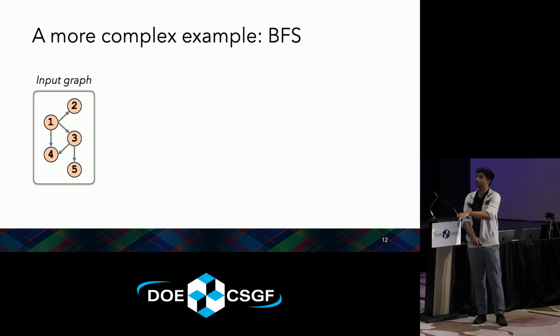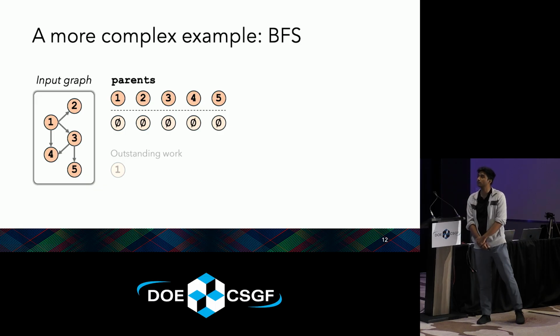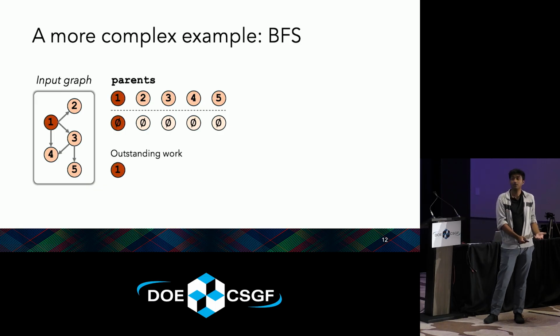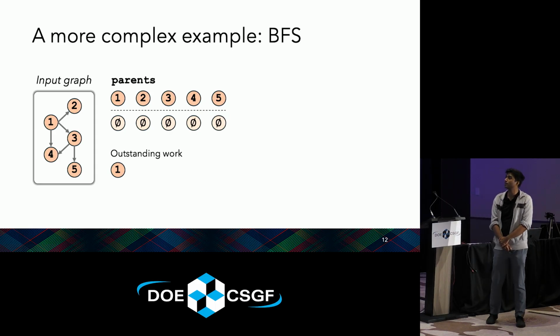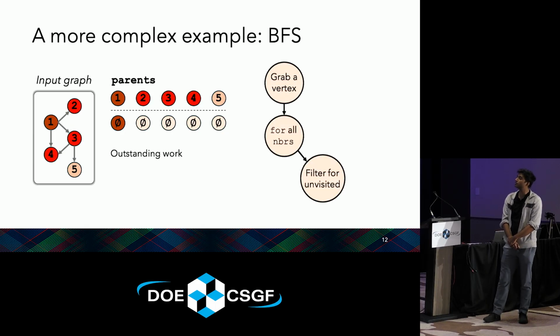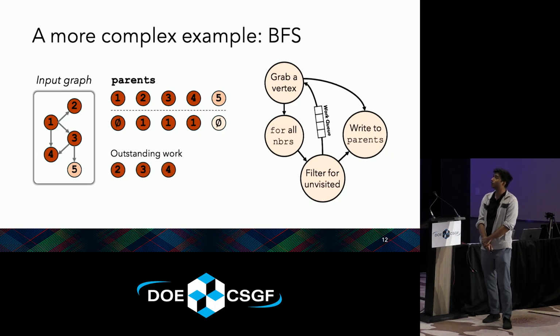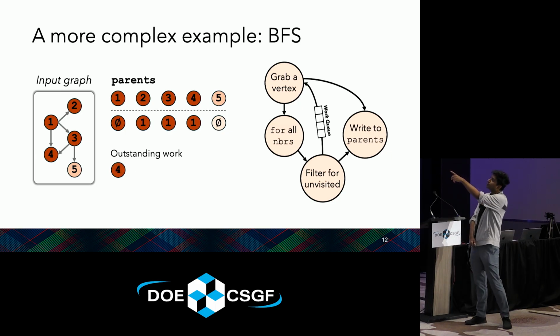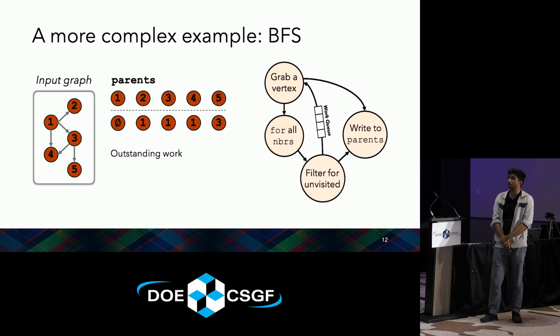And so to give just a little bit of a primer on BFS, we can have an input graph, and we're going to build a search tree, which is represented by this parents array. And we'll have some outstanding work along the way as we queue things and we search more of the graph. And so the way this works is we can pick a vertex, we can iterate through its neighbors, we can filter for the unvisited ones, and we can write to parents, recording the search. And the outstanding work is handled by the work queue here in the middle. And so we just do this until it's done.